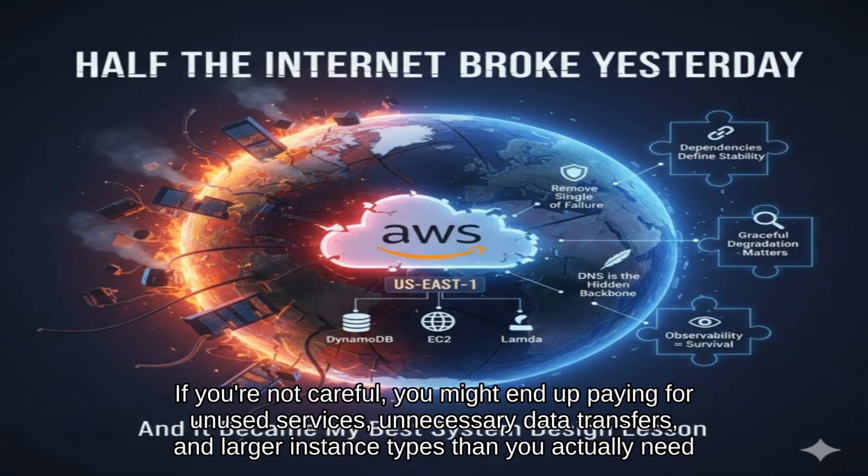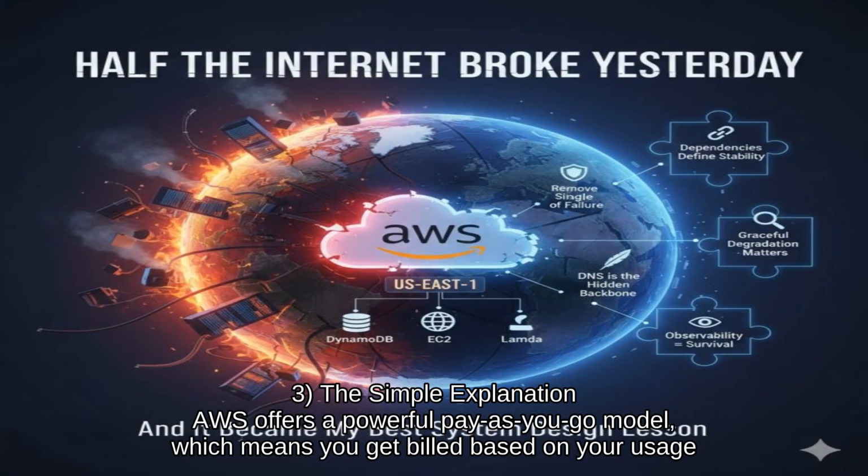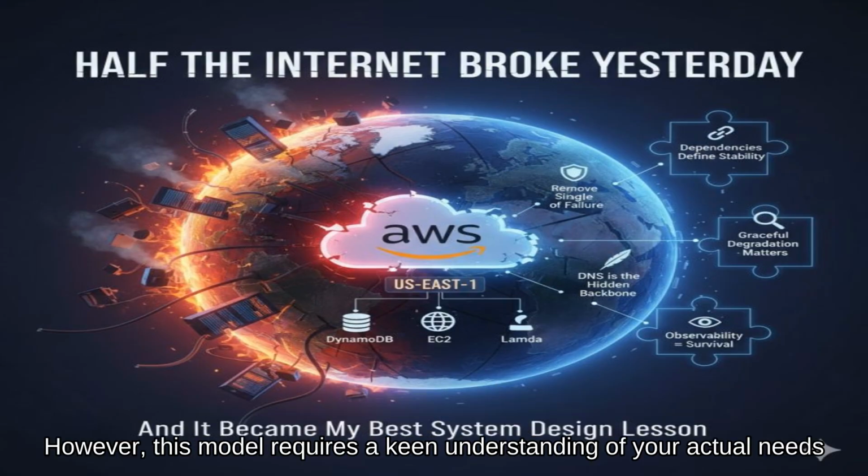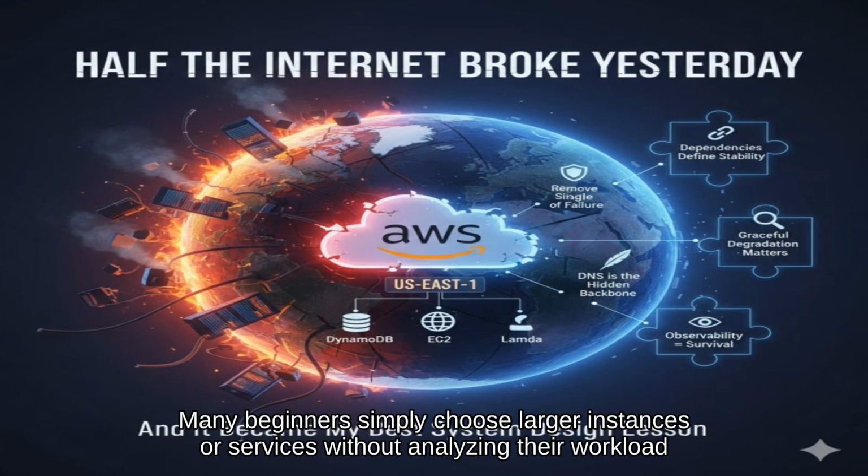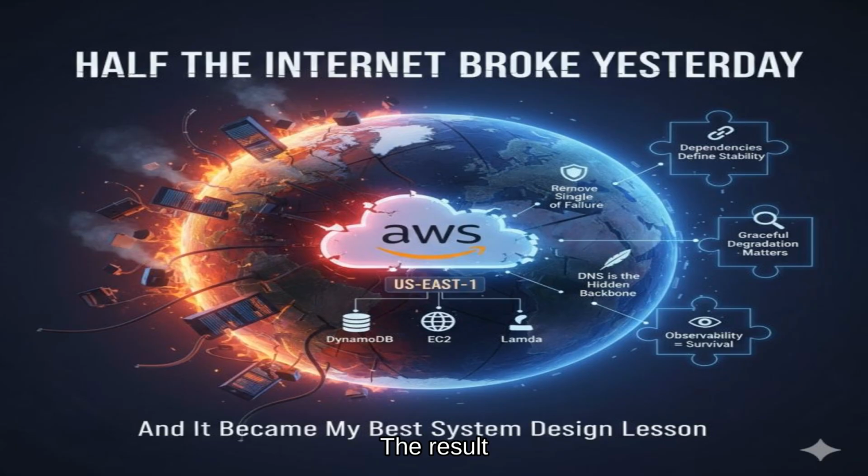If you're not careful, you might end up paying for unused services, unnecessary data transfers, and larger instance types than you actually need. 3. The simple explanation: AWS offers a powerful pay-as-you-go model, which means you get billed based on your usage. However, this model requires a keen understanding of your actual needs. Many beginners simply choose larger instances or services without analyzing their workload. The result? Unwanted expenses that can cripple your budget.